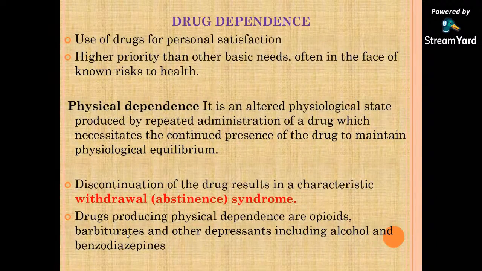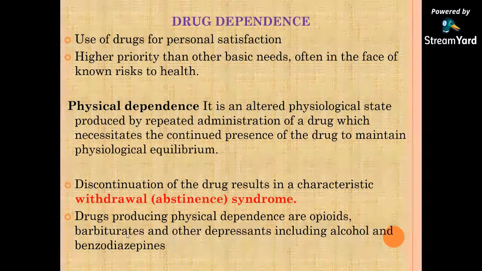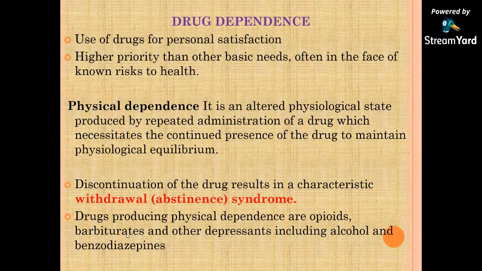Then next is the drug dependence. So what is drug dependence? Some persons are habituated to taking a particular drug. Whatever pharmacological effect is expected from that drug, that patient will get used to that pharmacological effect of the drug. That is called the drug dependency. So it is the use of drugs for personal satisfaction. The patient will get satisfied by the continued use of that particular drug, and that is called the drug dependency.